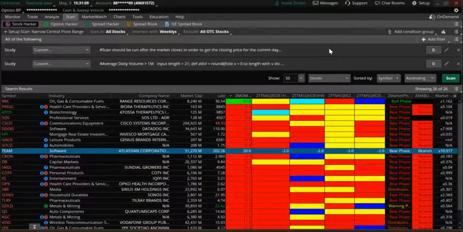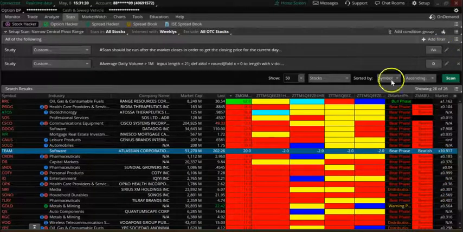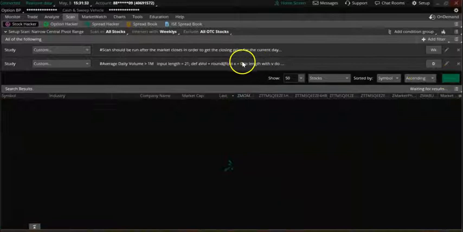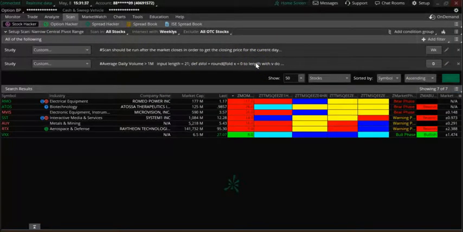In this video, we're going to look at a CPR scan based on 3 CPRs going up, 3 CPRs going down, and also narrow CPR. So we're going to pick stocks which we can trade for next week. We are going to scan on a weekly CPR time frame, and only on stocks which have weekly options.